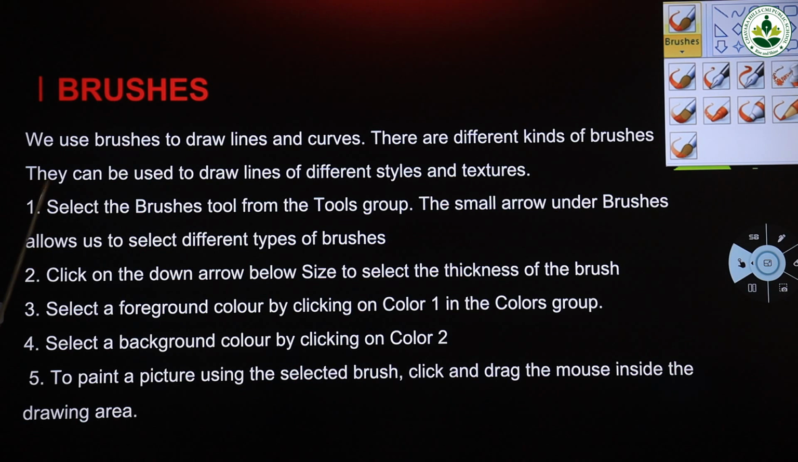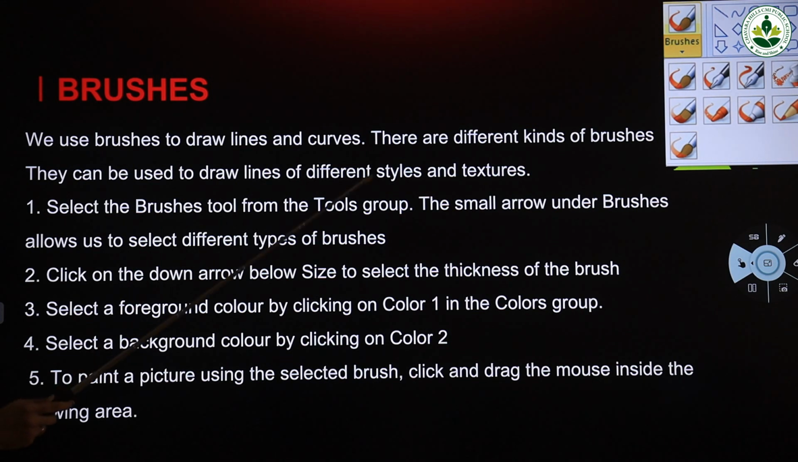First, select the brush tool from the tools group. The small arrow under the brushes allows us to select different types of brush. You can see an arrow there, and while clicking on that arrow you can see different options of different types of brush there. Choose any brush that you like. Then select a foreground color by clicking on color 1, and then select a background color by clicking on color 2. To paint a picture using the selected brush, click and drag the mouse inside the drawing area.